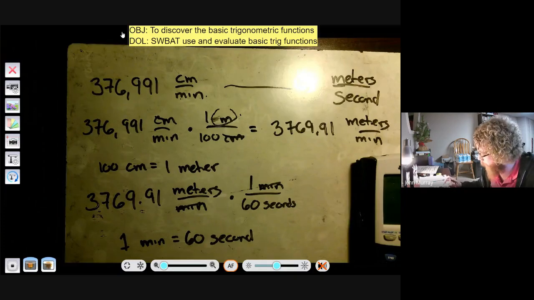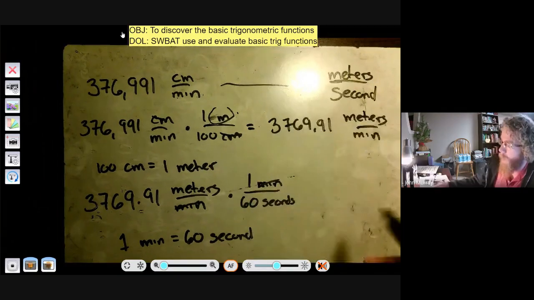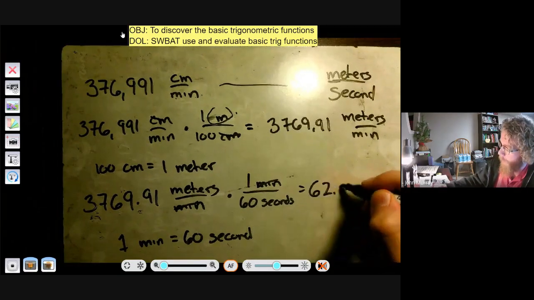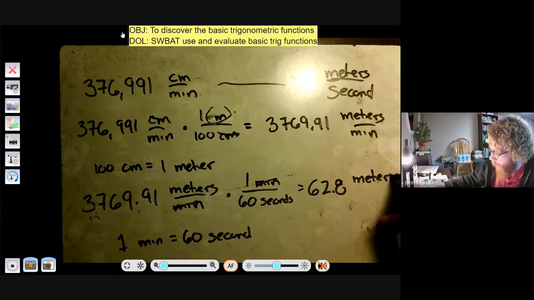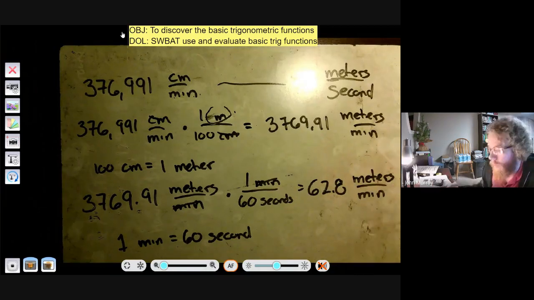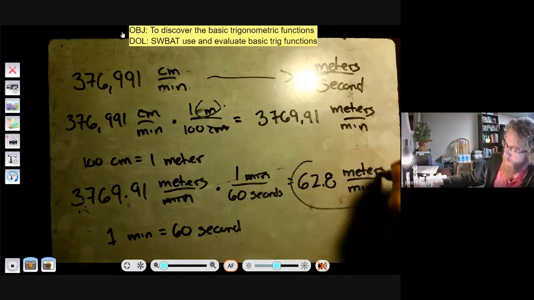So first I divided by 100. Now I'm dividing by 60. Okay, so we get about 62.8, and now my units are in meters per second. Right, and then you can keep going if you wanted, kilometers an hour, which would be like how cars move and stuff like that. You can keep converting like that.